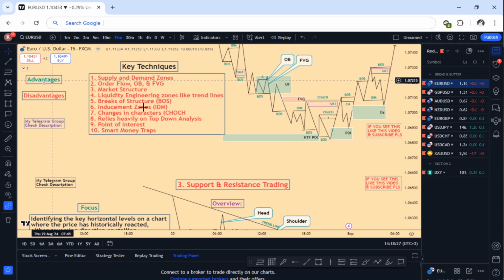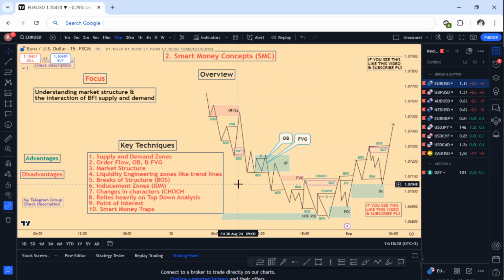Now on the advantages of SMC, SMC focuses on understanding market structure and the broader flow of institutional money, or the BFI's movement. It uses common tools like the trend line, zones, etc, making it somewhat easier to understand. And then it offers a good risk to reward ratio, and insight into the balance of supply and demand.